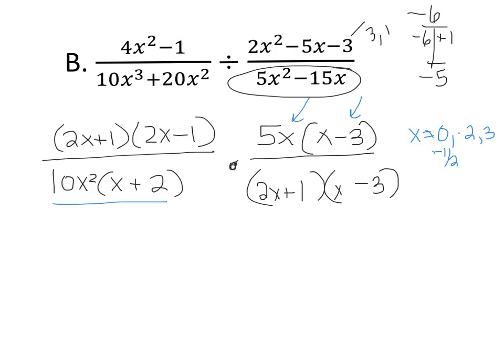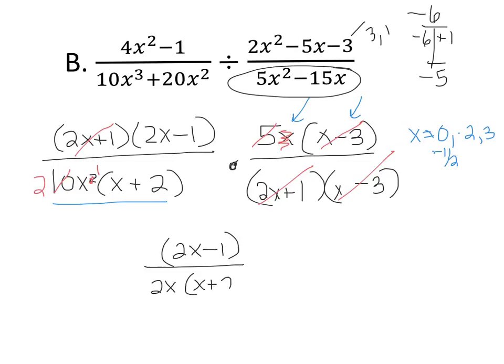So now I'm going to start crossing stuff out diagonally and up and down. 2x plus 1 with 2x plus 1, x minus 3 with x minus 3. And then I can look at these monomials. So look at the single terms with the single terms, the binomials with the binomials. So the 5 and the 10 are going to cancel. The x on the top is going to cancel this and make it x to the first. So what am I left with? On the top, just 2x minus 1. On the bottom, I have a 2x and an x plus 2.